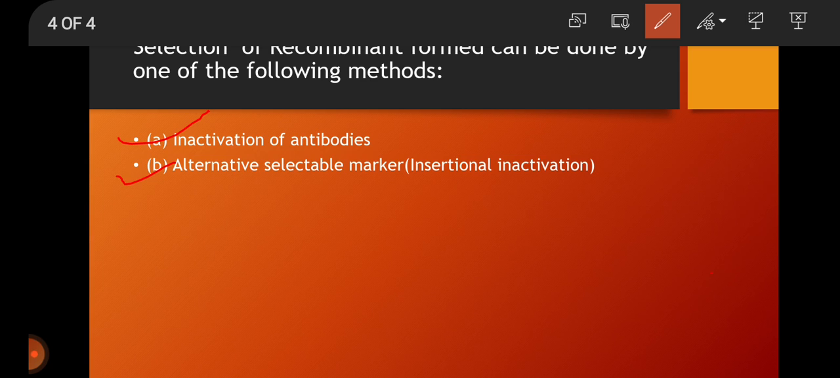So these were the cloning vectors and the selection of recombinants done by the following methods, that is, inactivation of antibiotics and alternative selectable markers.